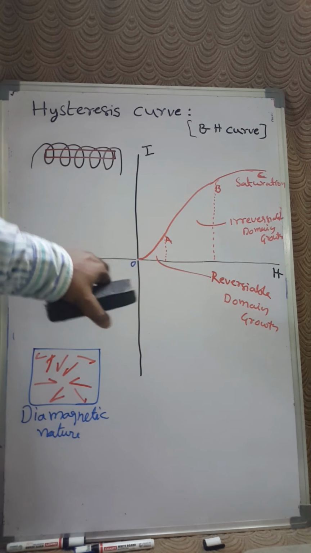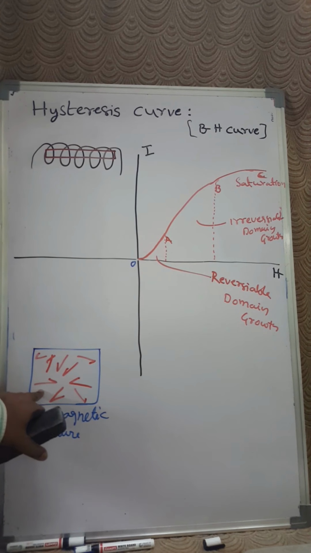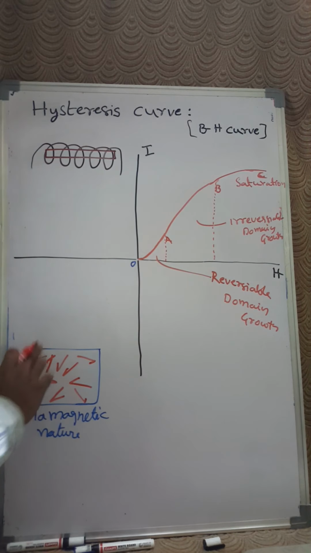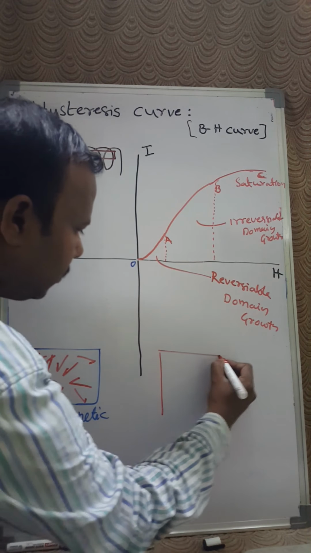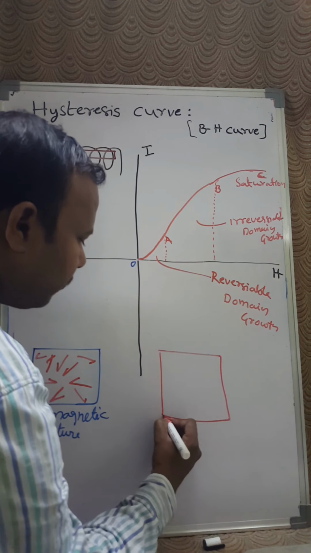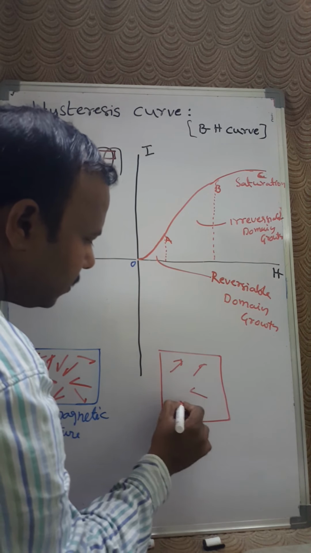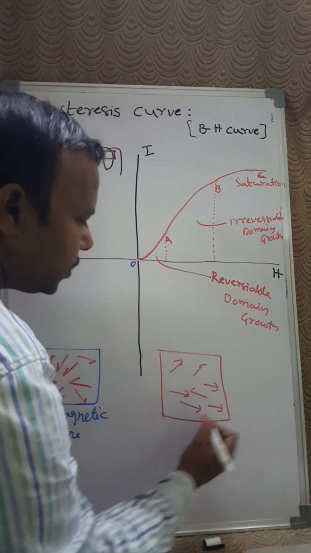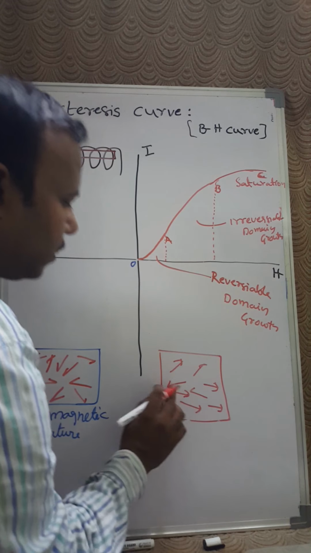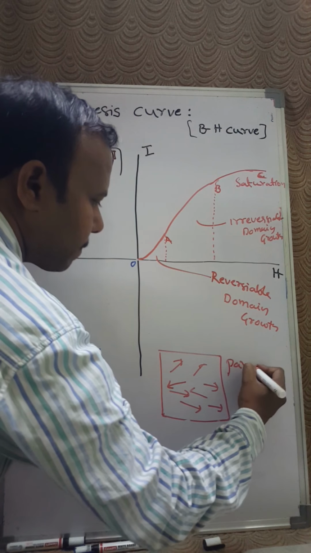In the first case, the domains are random, the spins in the domains are distributed in different directions. As I increase the field strength, what will happen? The spins present in the domains will align into the field direction. At a particular instance, in the A to B region, because it has not attained the saturation point, some spins are still randomly distributed. So here you are going to have a paramagnetic nature.